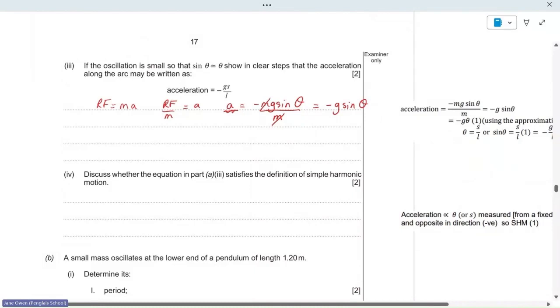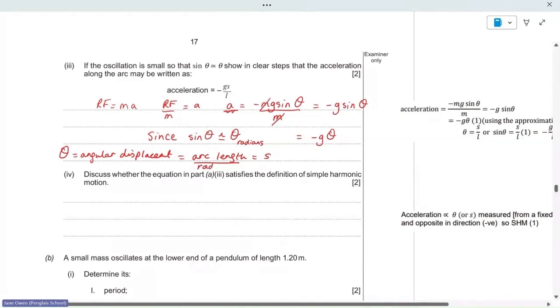But since we have this mathematical phenomenon that if we're working in radians, sine theta is roughly equal to theta, as long as you are using radians, we can say equals minus g theta. But what is theta at the end of the day? Theta is equal to the angular displacement, and the angular displacement is given by the arc length s divided by the radius r.